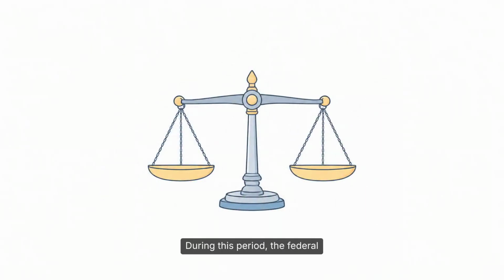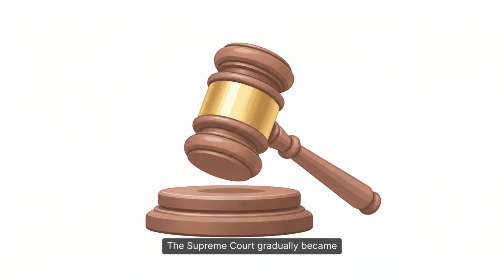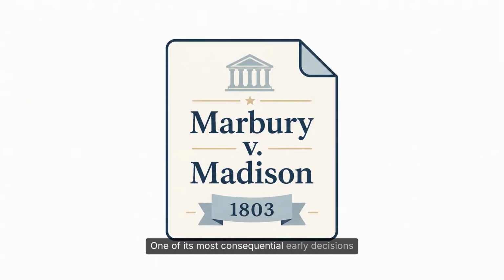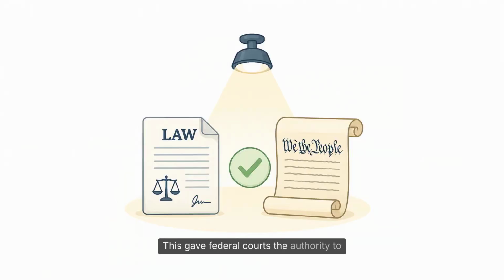During this period, the federal judiciary was also established. The Judiciary Act of 1789 organized the national court system and defined the relationship between federal and state courts. The Supreme Court gradually became an important institution within the constitutional framework. One of its most consequential early decisions was Marbury v. Madison in 1803. Under Chief Justice John Marshall, the Supreme Court established the principle of judicial review. This gave federal courts the authority to evaluate whether laws and government actions were consistent with the Constitution.